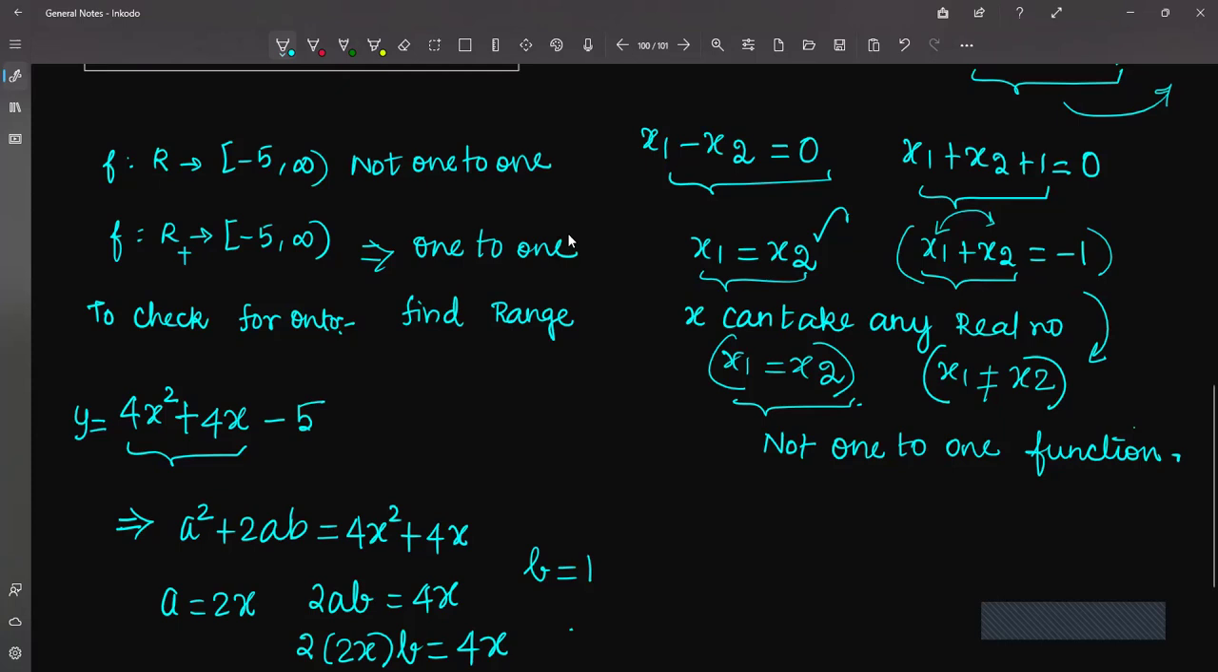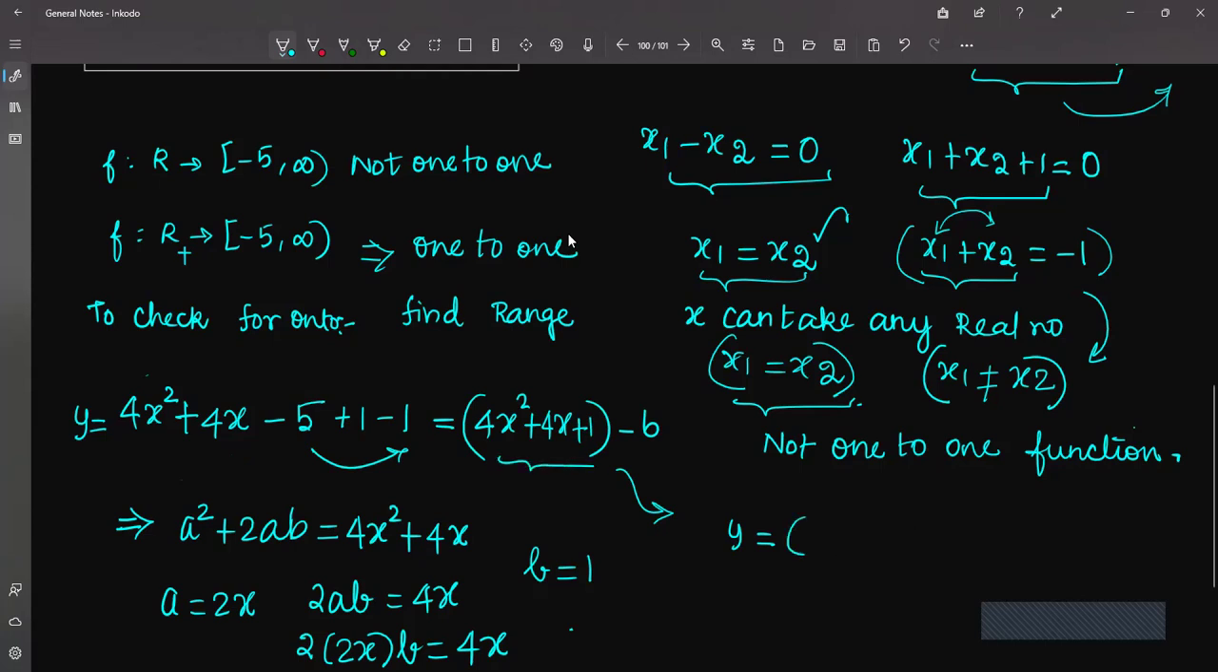So why are we doing that? We are adding 1 and subtracting 1 so that these three terms add together and become a square term. I'm clubbing the negative terms. So 4x square plus 4x plus 1, and minus 5 and -1 club together to become -6. So y is equal to some square term. What is that square term? This is (2x plus 1) the whole square minus 6.